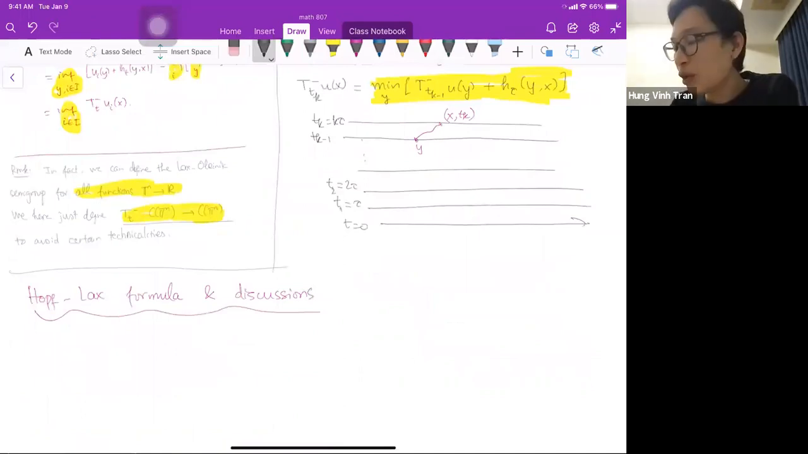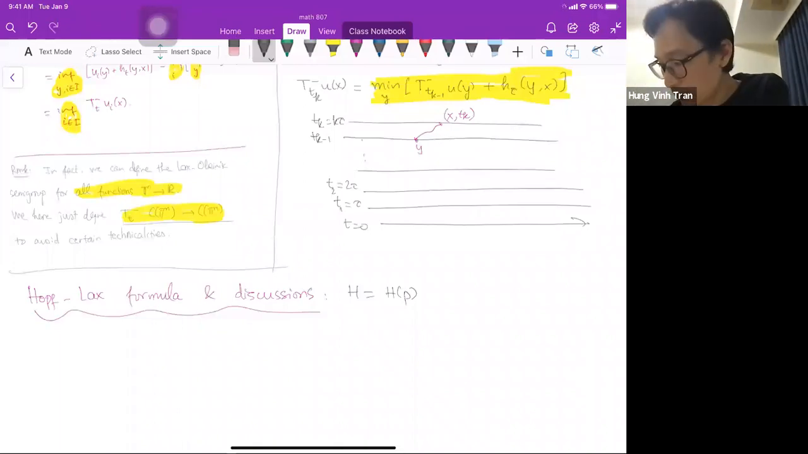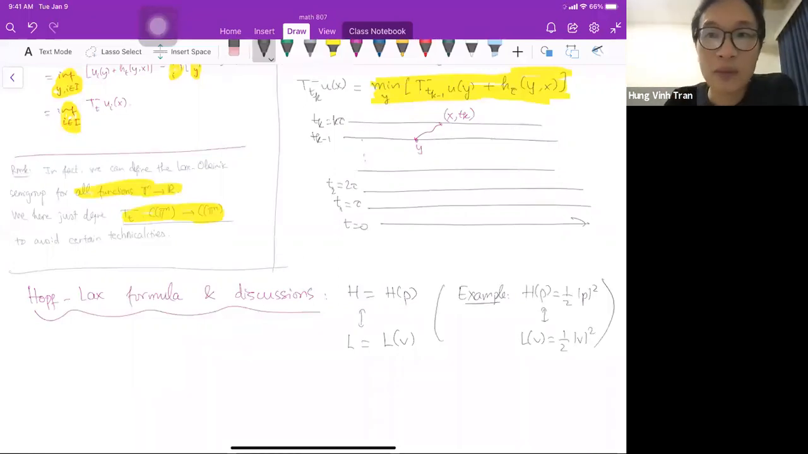Okay, so let me do the Hopf-Lax formula. The Hopf-Lax formula corresponds to the case that H only depends on p. So H is only H of p. There's no spatial dependence, or you can say that it's homogeneous in x. Correspondingly, the Lagrangian is only L of v, depending only on velocity. A particular example is that your H of p is 1/2 of p squared. Correspondingly, L of v is 1/2 of v squared. Okay, so that's an example to keep in our mind.